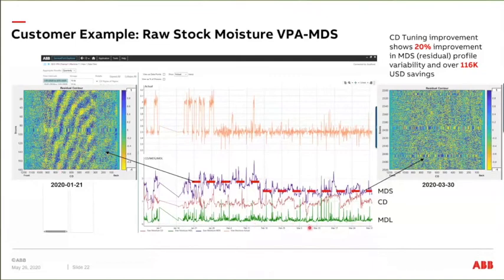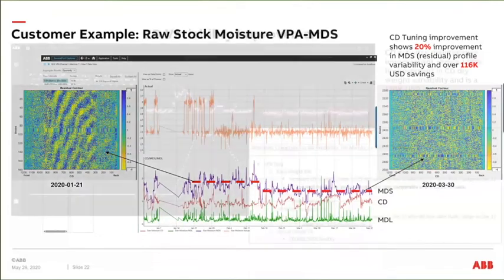The key to this, though, is that if I was only monitoring the CD and the MDL, I would have missed this. Now, obviously, you're saying to yourself, well, I'm not going to miss that, I'd see it in the contour plot. But at the same time, I can tell you this can get overlooked. And this is where the MDS actually helped indicate or show that. So this is another example, and here we actually did the tuning update on the re-wet and got that corrected.